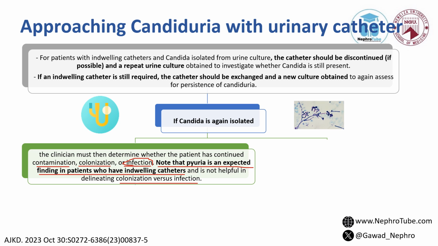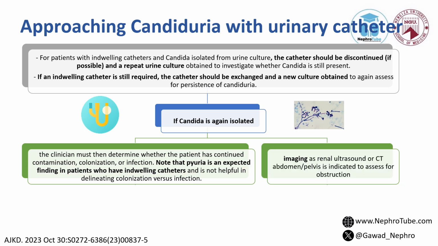Whenever you are trying to differentiate colonization, contamination, or infection, it's better to do imaging, because with the presence of candida in the urinary tract, we always have to assess for the evidence of obstruction or absence of obstruction. So you have to do imaging such as renal ultrasound or CT of the abdomen and pelvis.